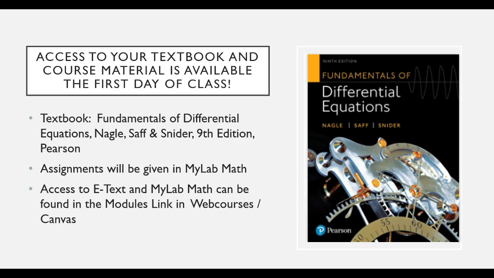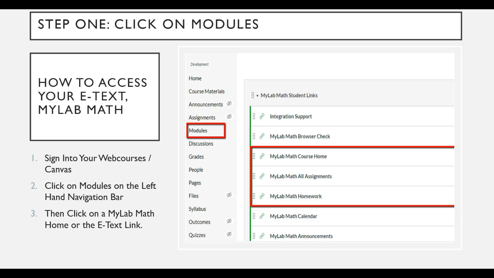But first, the book that will be used for this course is Nagel's Differential Equations, and this will be accessed through web courses in the Modules tab. You will also receive assignments in MyLab Math, and again, you'll access this in web courses through the Modules tab. So number one, click on Modules after you log into web courses, and off to the right, you'll see a MyLab Math link of some sort. Your instructor can design this as they please, so just look for something that looks like MyLab Math or the textbook and click on it.